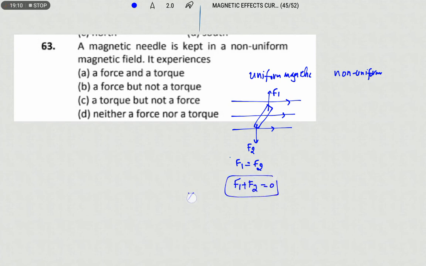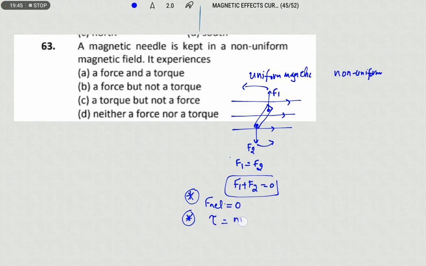So remember this point carefully: the net force acting on a magnet is 0 when it is placed in a uniform magnetic field. Why is it 0? Because these two forces are equal and unlike forces. What is meant by unlike forces? One is acting upwards, another one is acting downwards. So then what about the torque? It will experience a torque because the two equal forces constitute a couple, and they will rotate the magnet in the magnetic field.